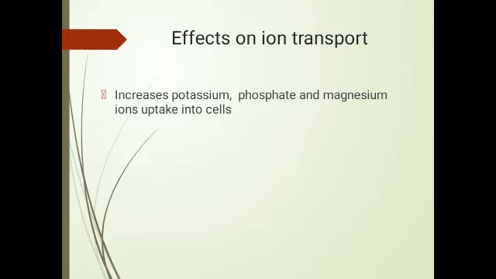Effects on ion transport: it increases potassium, phosphate and magnesium ion uptake into the cells. This potassium uptake by the cells due to insulin action is used clinically. In case of hyperkalemia, that is increased blood potassium ion concentration, one of the treatments is to give insulin and glucose. When insulin and glucose are given, this potassium will be taken up by the cells, thereby reducing the blood potassium level.